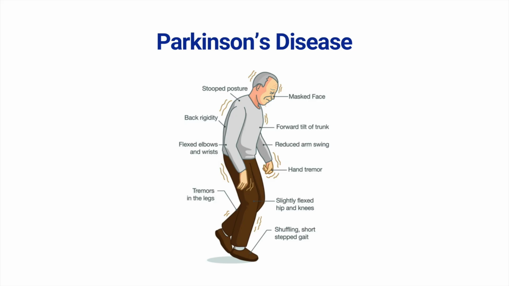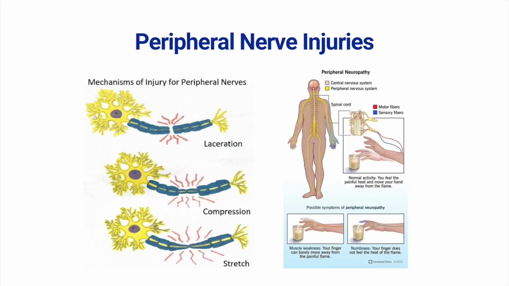And then the last one, we will discuss peripheral nerve injuries, which are a common cause of focal weakness and functional limitation encountered in orthotic practice. Peripheral nerve injuries occur when nerves outside of the brain are damaged due to trauma, compression, prolonged pressure, surgery, or systemic conditions such as diabetes.